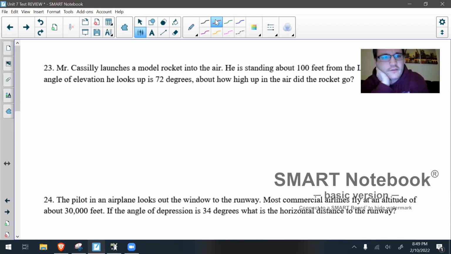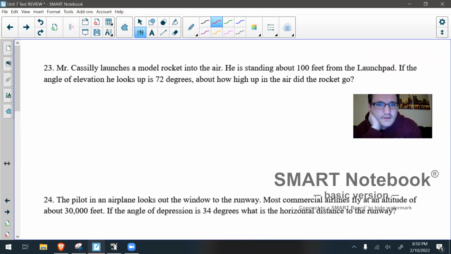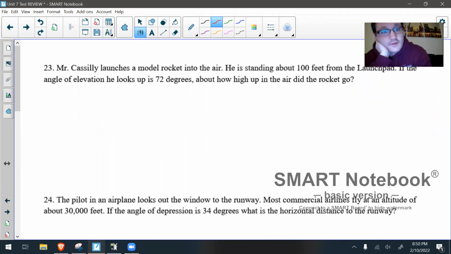I'm launching some rockets. Launching a model rocket into the air, and I am 100 feet from the launch pad. The angle of elevation is 62 degrees. How high up does the rocket go?